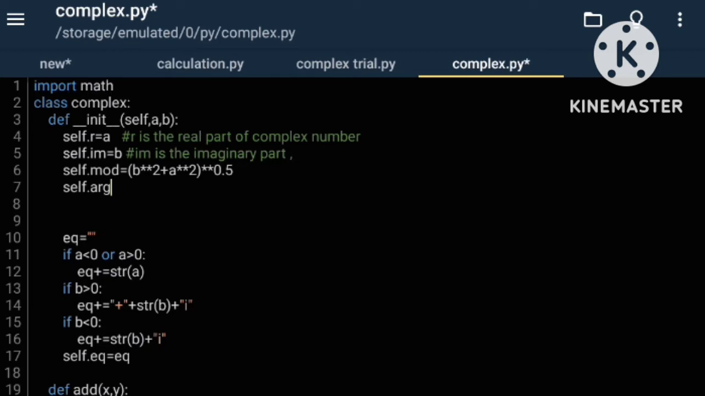So we have to use the available math module in Python. In the math module there are two functions to determine the tan inverse. From here we are using the atan2, because it has a higher range and it can determine the argument in a better way.